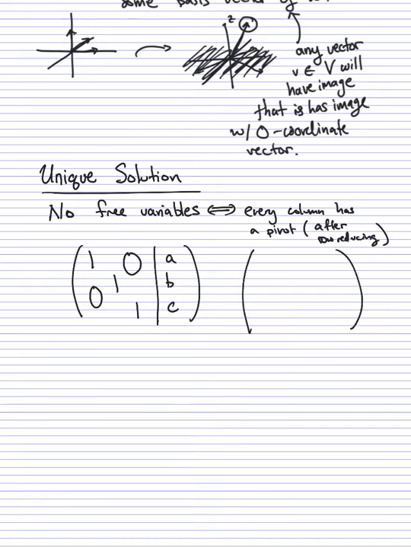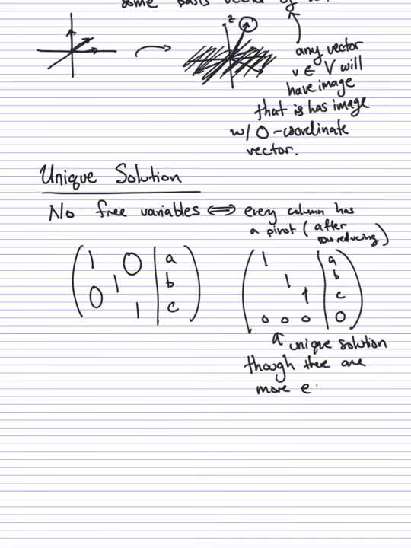You might also have something like this, so a row of zeros. Now, if there was a non-zero term here, we wouldn't have a solution. So you might have a 0 there, and then you'll still get a unique solution, which again you can just read off, even though there are more equations than variables.